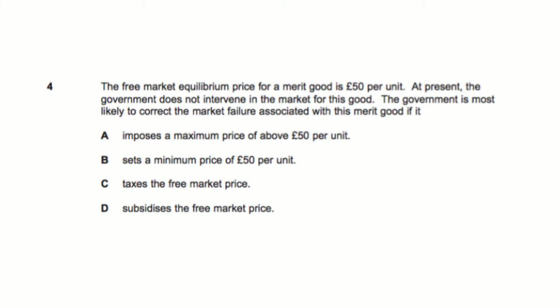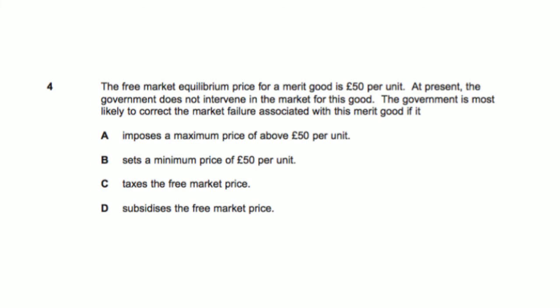A merit good will be underconsumed relative to the socially optimal level. The reason why it will be underconsumed is because there is a positive externality in the production or the consumption of this good. And as individuals only take into account the private cost and the private benefit rather than the social cost and the social benefit, they will consume less than is socially optimum. Therefore, the government may want to intervene in the market in order to increase the consumption of this good.